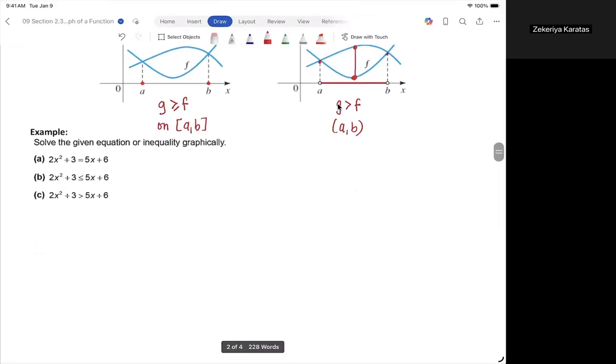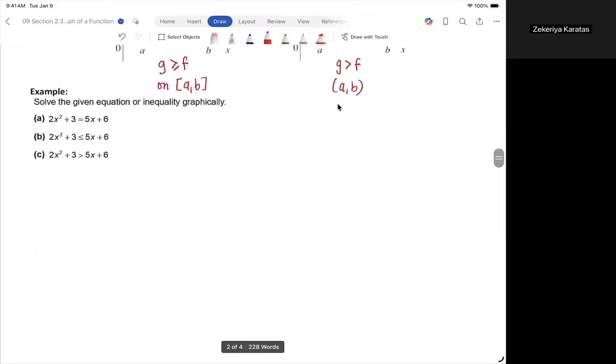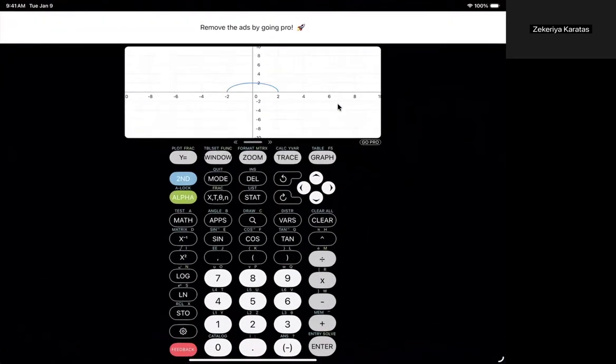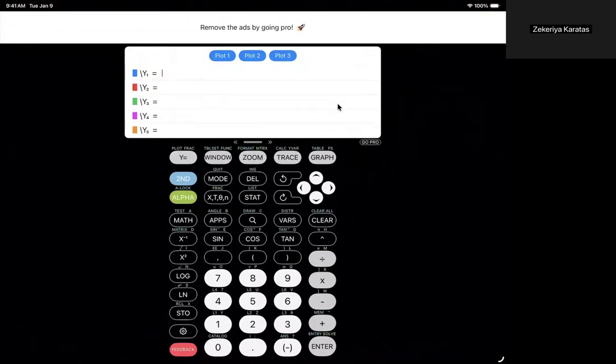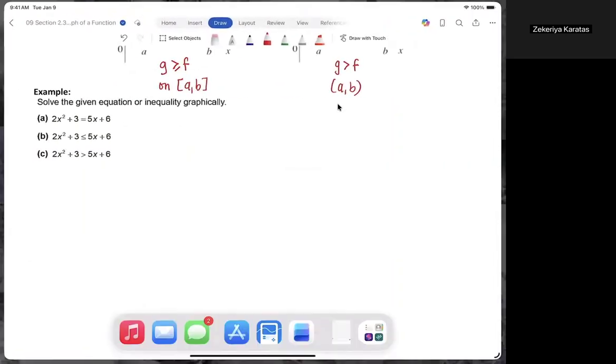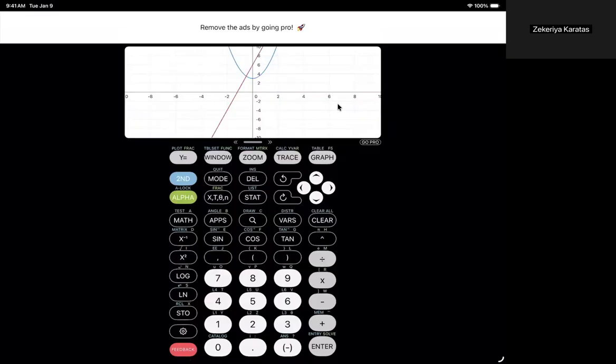Let me show this on this example. So I'm going to graph them first. And then we will find everything graphically, in sections. So I first have 2x squared plus 3. Let's go in here and then write it. 2x squared plus 3. So this is the first graph. Let's take a look at the second one. It was 5x plus 6. So it's 5x plus 6. And then I graph them.